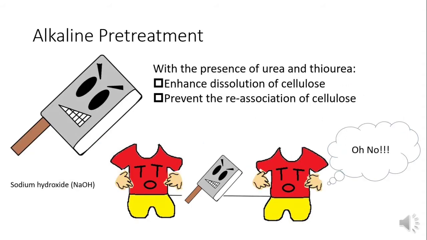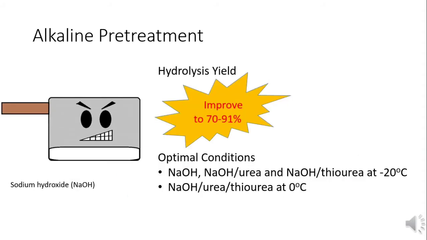In addition, it was discovered that the presence of urea, thiourea, or the mixture of them will also enhance the process of dissolution of cellulose in sodium hydroxide by ensnaring the free water and preventing the reassociation of cellulose molecules, which means higher yield of hydrolysis can also be achieved. From the experimental result, the yield of enzymatic hydrolysis was greatly enhanced from 46.3 to 70 to 91%. At the same time, the highest hydrolysis yield was observed with the usage of urea or thiourea at -20 degrees Celsius, or the mixture of them at 0 degrees Celsius.